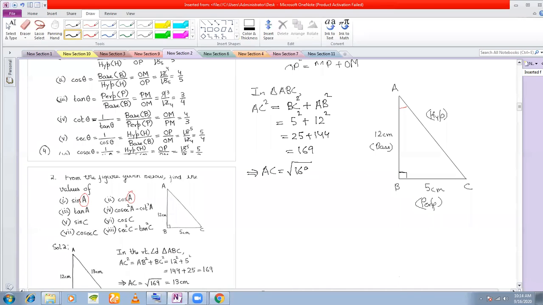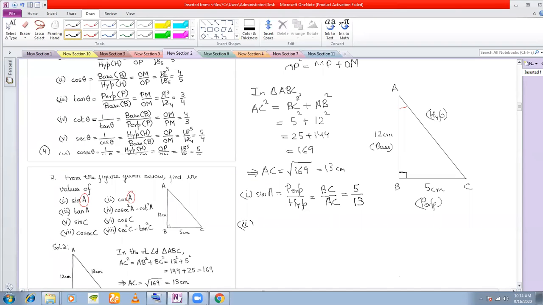13. 12 squared plus 5 squared is 169, so the hypotenuse is 13 centimeters. Now we will proceed with the calculation of the various ratios. Sin A. Sin A is perpendicular by hypotenuse. The length of the perpendicular here is 5. Remember, BC is the perpendicular. Let me write the sides first. Perpendicular here is BC. Hypotenuse here is AC. So this is 5 by, and the hypotenuse we have found as 13. So 5 by 13. This is the first one.